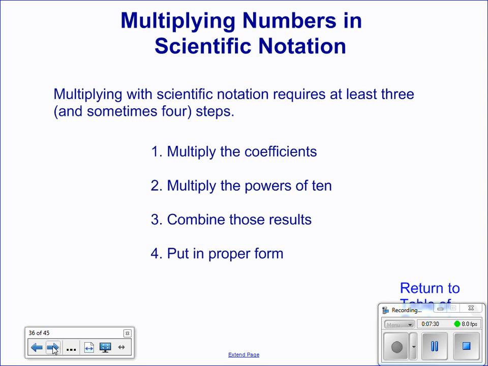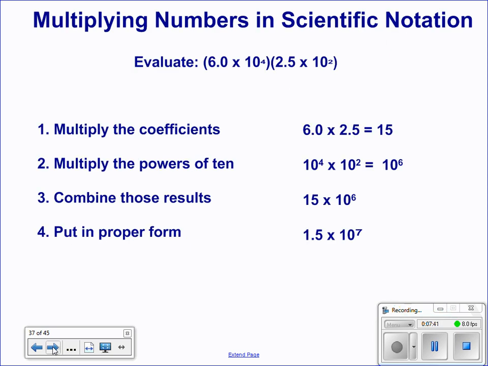So here are the steps. We're going to multiply the coefficients, those are the numbers there. We're going to multiply the powers of 10 and combine the results. Make sure it's in the proper form. So here they have an example.